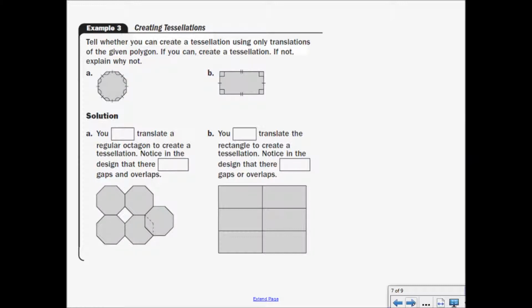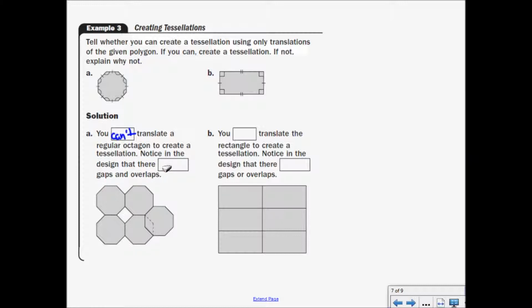Example number 3, creating tessellations. Tell whether you can create a tessellation using only translations of the given polygon. If you can, create a tessellation. If not, explain why not. So example A, you can't translate a regular octagon to create a tessellation.